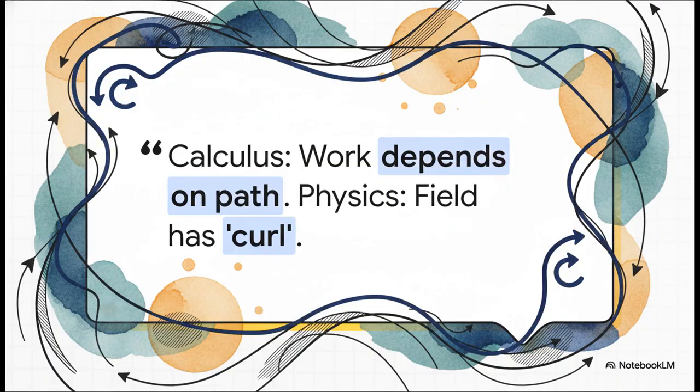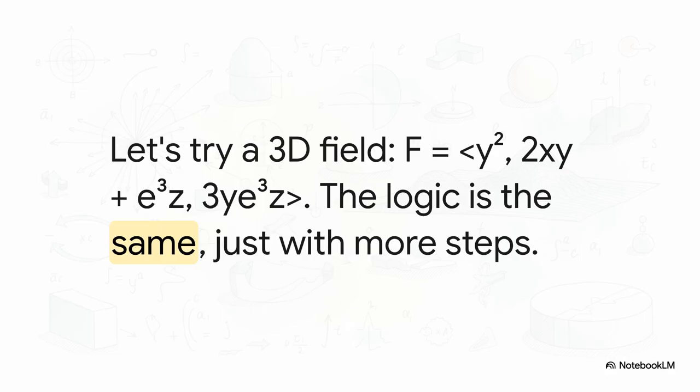So what does that mean for us? It means no shortcut, no potential function to save the day. For this field, the work you calculate absolutely depends on the path you take. In physics, you'd say this field has curl, a kind of rotational quality to it. And for us, it means if you have to find the line integral, you've got to do it the long way. Okay, let's step it up a notch and see how this works in 3 dimensions.